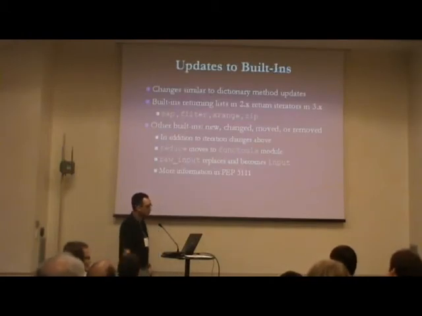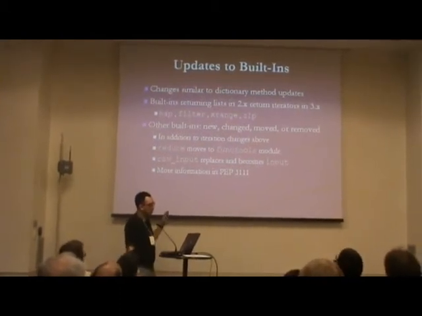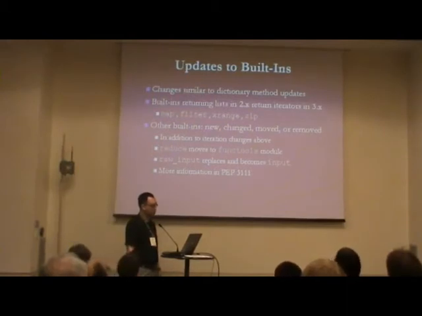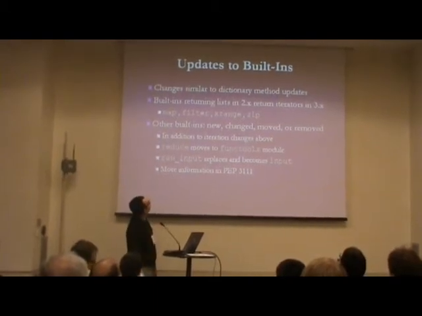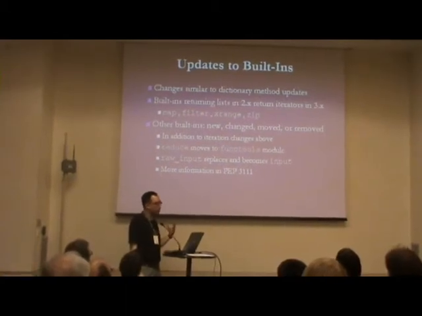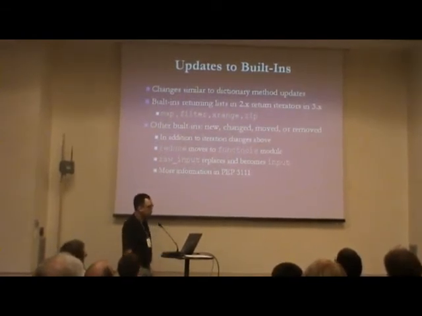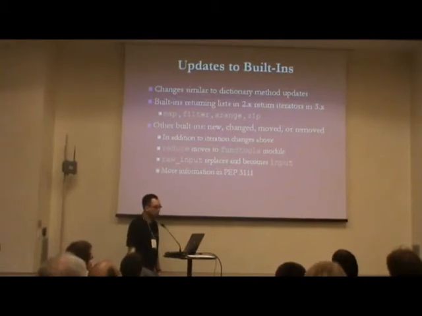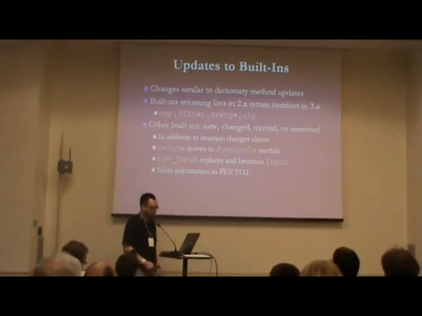All right, some other changes. Similar changes are happening to built-ins besides dictionary methods. All of these four functions here that return lists in Python 2 will return iterators in Python 3. So map will return an iterator, and so will filter and zip. Xrange is a special case; I'll talk about that. Other built-ins: they've added some new built-in functions, changed some of them, moved some of them around, and removed some of them. For example, the reduce built-in function gets moved into the functools module. Raw input becomes input. More information on these changes to the built-ins is in PEP 3111.